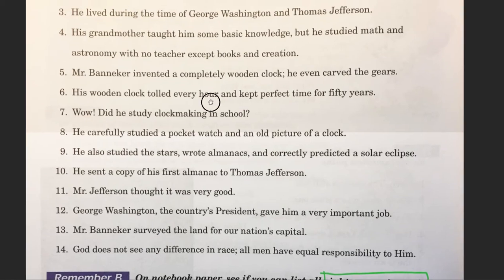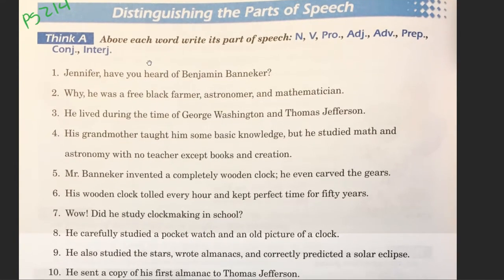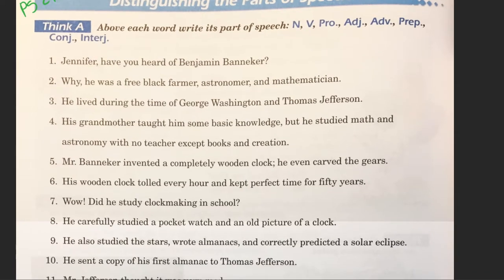Okay, so for our worksheet here, it says in Think A, above each word, write its part of speech. It could be a noun, a verb, a pronoun, an adjective, an adverb, a preposition, a conjunction, or an interjection. So these are all things that we've learned so far this year. So the first sentence is, Jennifer, have you heard of Benjamin Banneker? So Jennifer, is this a noun, verb, pronoun, adjective, adverb, preposition, conjunction or interjection? Well, Jennifer is a person's name, so that is a noun.